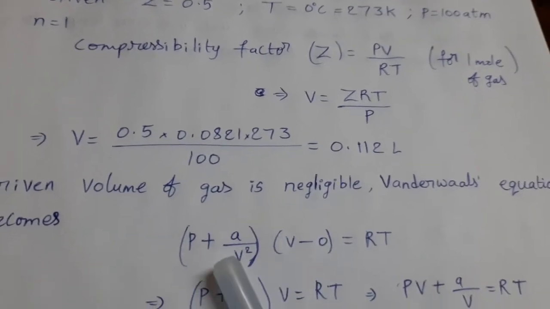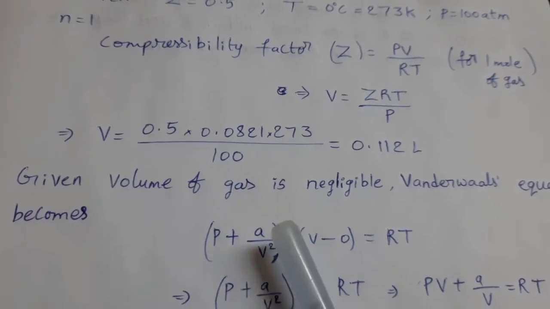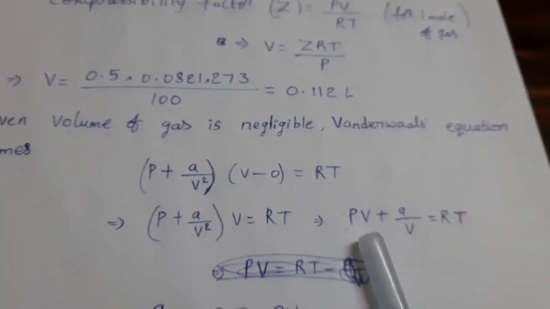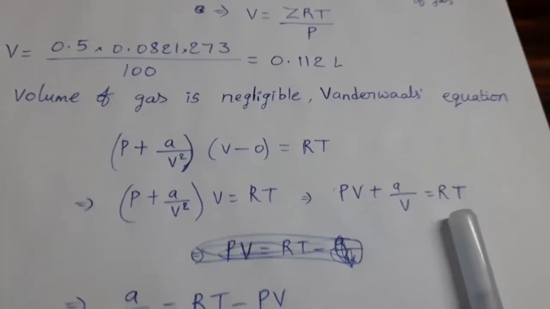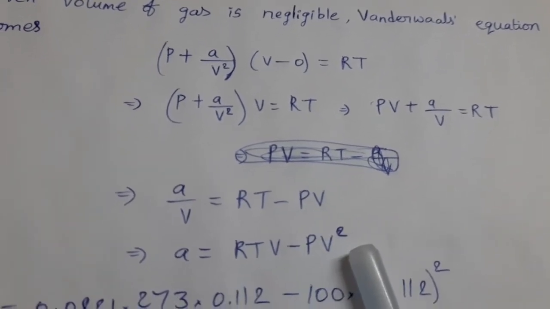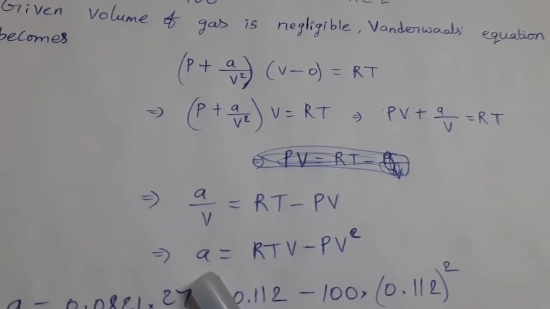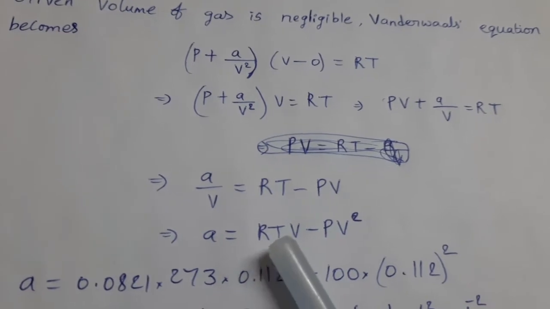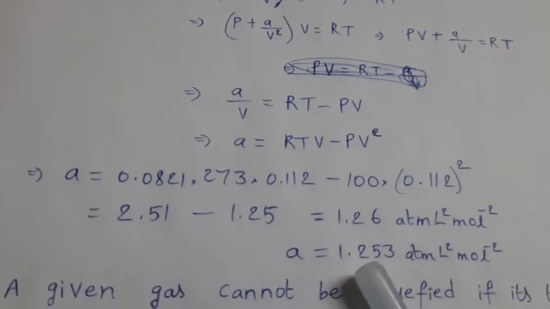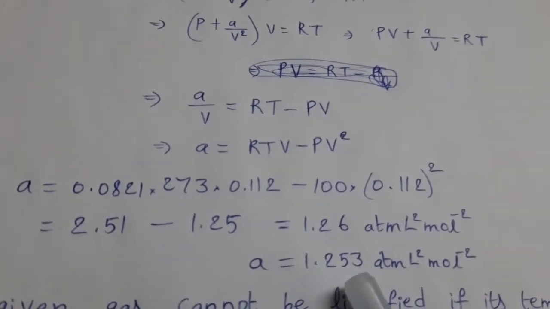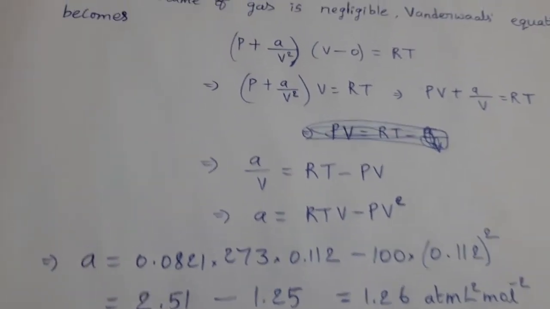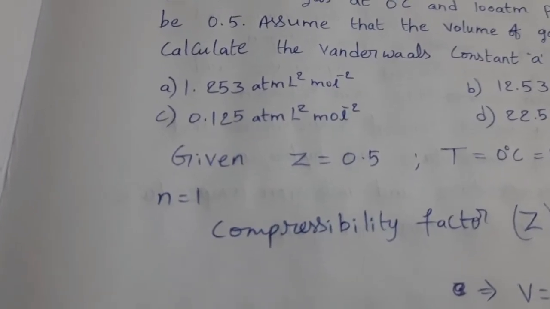Given volume of gas is negligible, van der Waals equation becomes, volume negligible means what happens? NB can be neglected. So van der Waals equation is P plus A by V square into V minus 0, that equal to RT. From this PV plus A by V equal to RT. Then finally we can get A equal to RTV minus PV square. So we have to calculate A value. For that purpose substitute RTV and pressure values. Then we can get A value, that is 1.256 atmosphere liter square mole power minus 2. What is the suitable option? Option A is the answer.